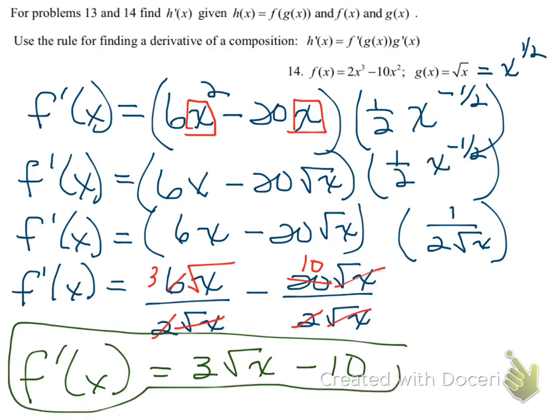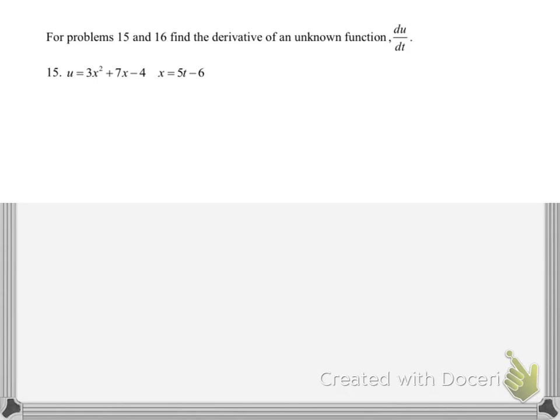And that is the end of that problem. Okay, let's go on, and we're going to do 15 and 16 on the next couple of pages. Okay, in this problem, we're asked to find the derivative of an unknown function. So the unknown function is the u equals. We don't know what that is.